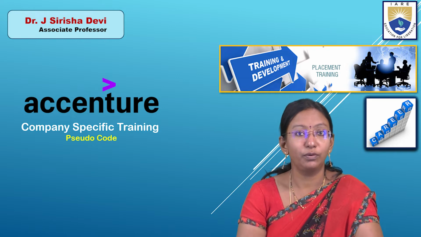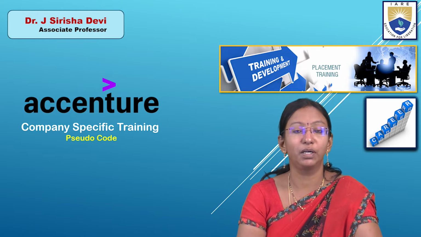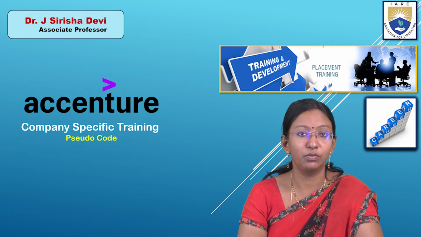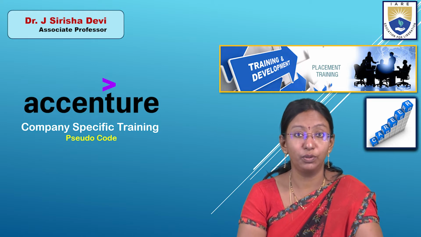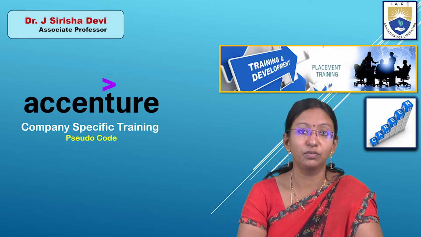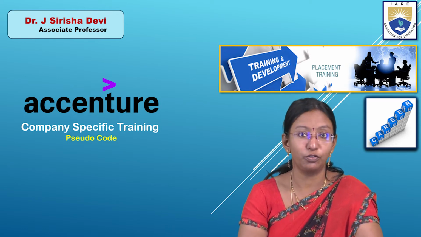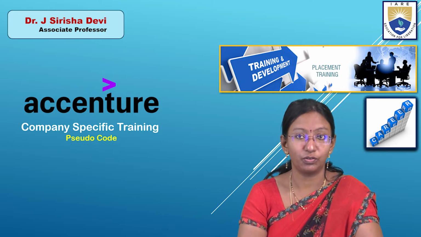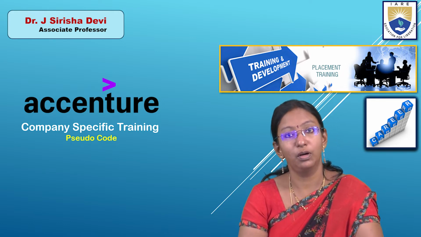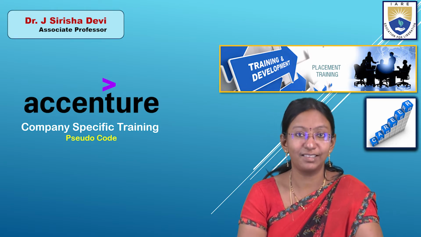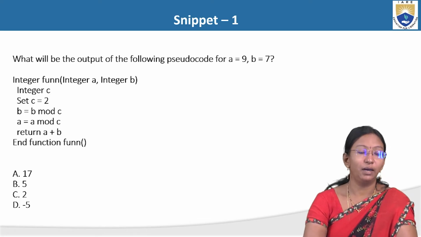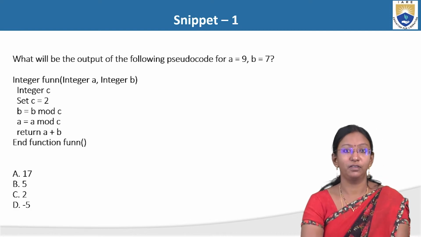The first round of almost all the companies which come to campus will be the MCQ round, that is multiple choice questions, because a lot of students will be there, so they are going to segregate them for the coding round based upon the MCQs. Today I'm going to show you some of the pseudo codes which are most frequently asked in Accenture. So this will be a pseudo code specific video. Let's start with the simple pseudo code, the first snippet.